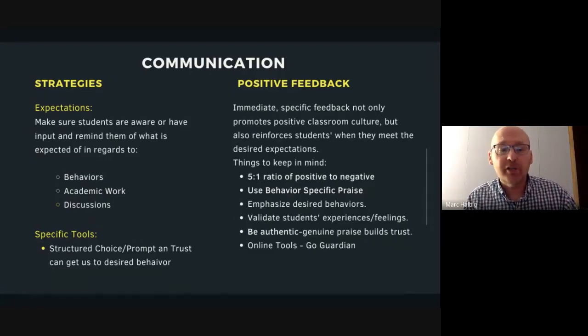Some specific communication tools are structured choice and prompt and trust. So for example, if I give students 2 choices that I can live with the results of whatever they pick, that's going to help me get to those desired behaviors that we want to see. That choice is a motivating factor for a lot of them. And there's a little typo there, but prompt and trust means that you tell them the desired behavior you'd like to see, and then you step away and give them that chance. So again, trust is part of that motivation and relationship building.